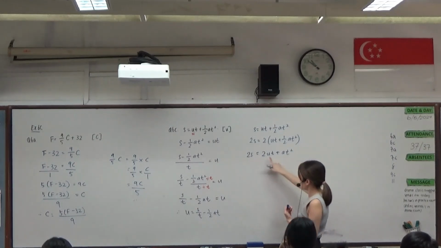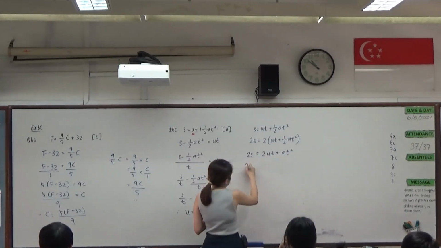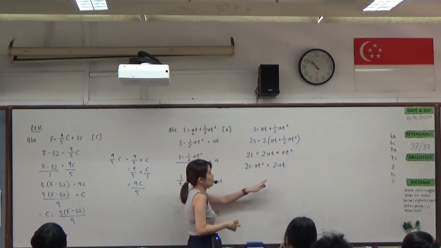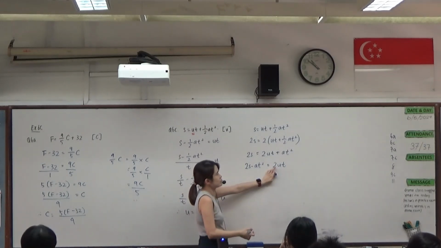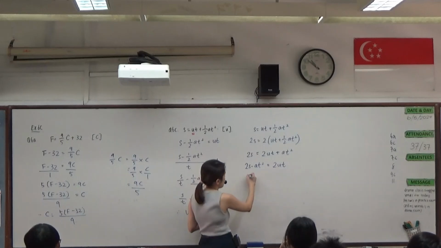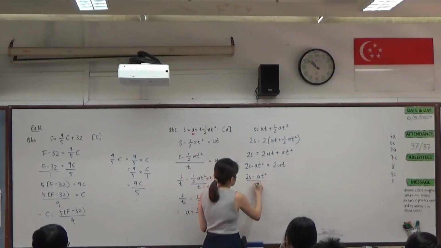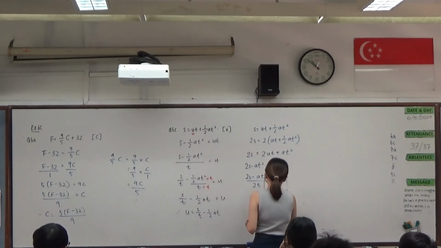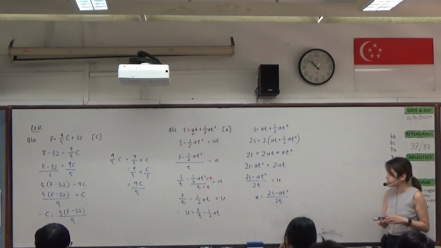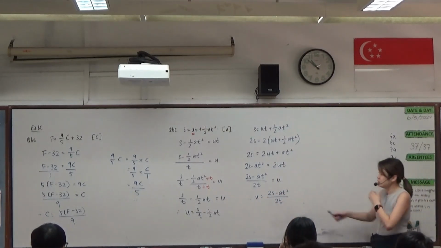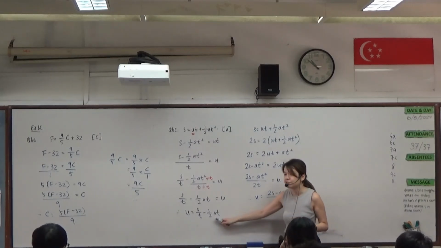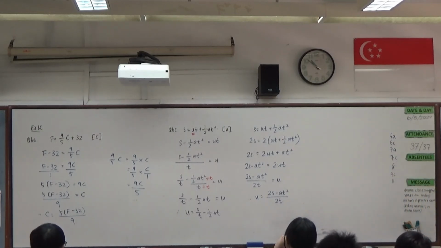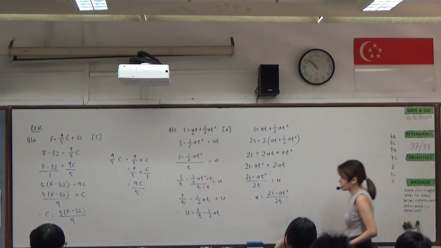Then, upon having this itself, with you wanting u to be the subject, okay, we can move the at squared to the left, followed by dividing 2t over, because this is 2 times ut as well. Okay? So either of it is acceptable.